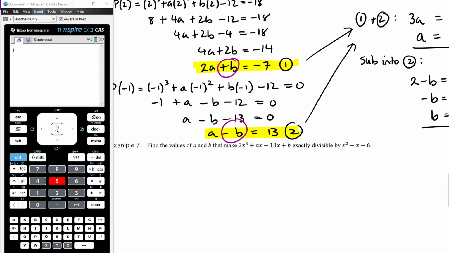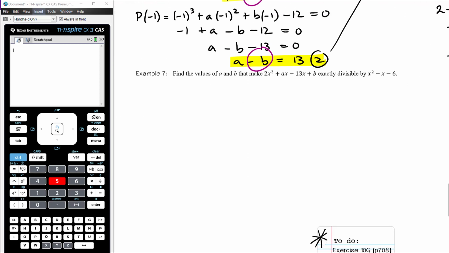Alright, let's look at one more example to finish off. Find the values of a and b that make 2x cubed plus ax squared minus 13x plus b exactly divisible by x squared minus x minus 6. Okay, this is a bit trickier. So exactly divisible, that definitely means no remainder.